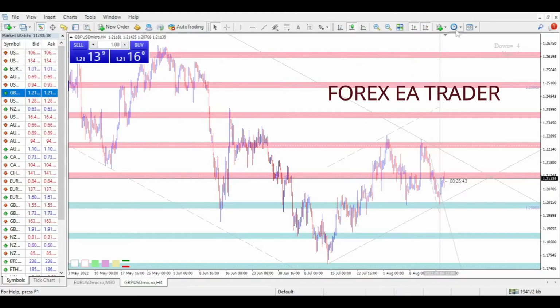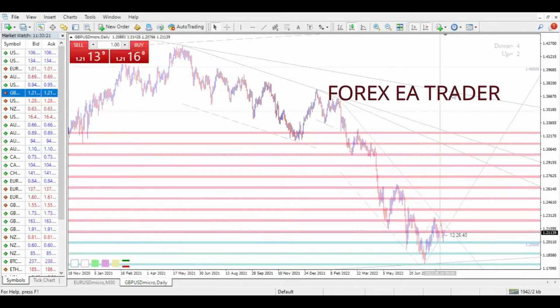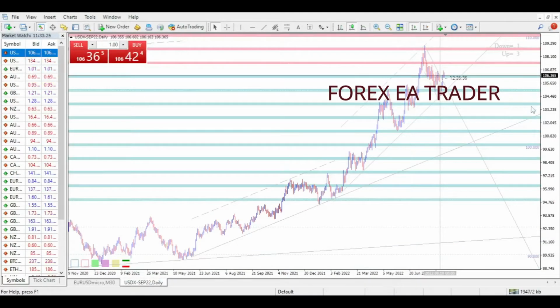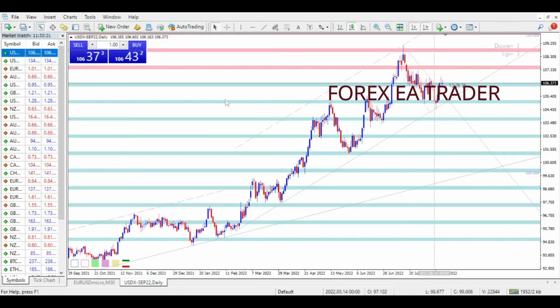So after this, if we go back to the daily, the pairs that I'm also looking at, if we go to the dollar index, my broker calls it USDX. Your broker will probably call it a USDXY, or whatever dollar index, but it's the same instrument. It's the dollar index. It measures the strength of the dollar.